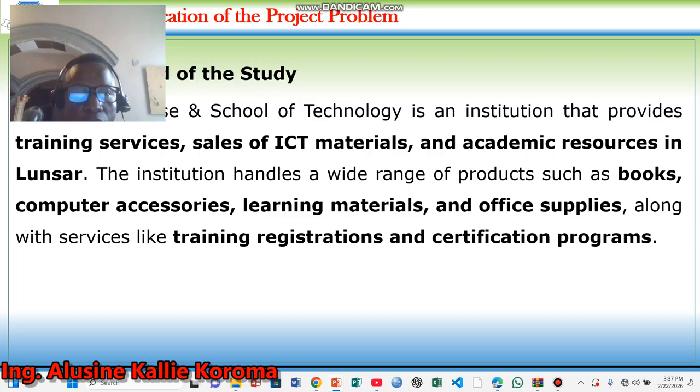So, the background of the study. Banks Enterprise and School of Technology is an institution that provides training services, sales of ICT materials and academic resources in Loanshare. The institution handles a wide range of products such as books, computer accessories, learning materials and office supplies, along with services like training courses. Banks Enterprise in Loanshare, located at 24 Poloko Road, is a small enterprise that deals with ICT, also sells office equipment, and offers certificate courses.